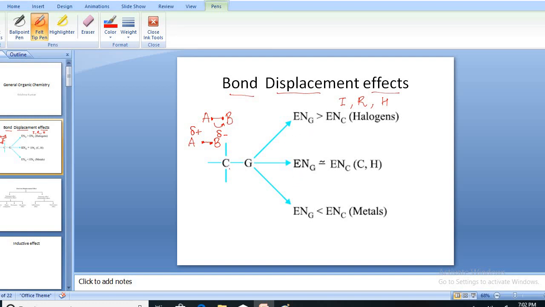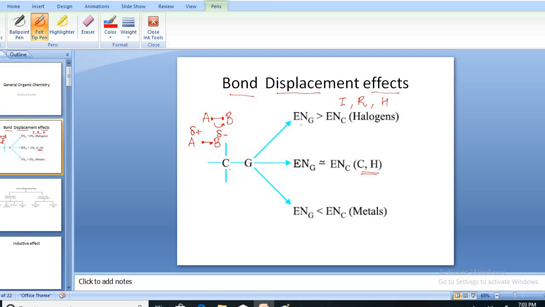When electronegativity of carbon is approximately equal to electronegativity of the group, that means we are talking about the C-H bond, which is covalent. Carbon is going to hold its electron pair, and the group itself is going to hold the electron pair. That's the best way to understand. So the bond would not be moving. It's going to be an equal contribution of electrons.